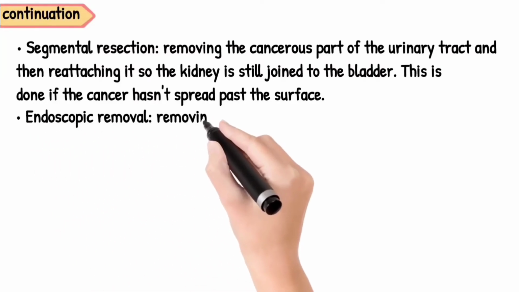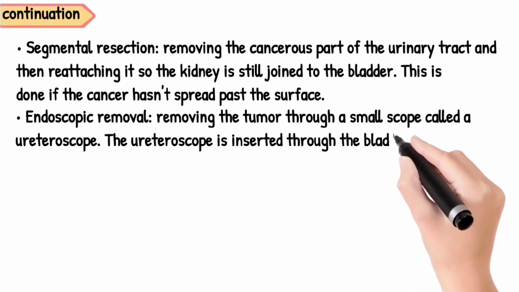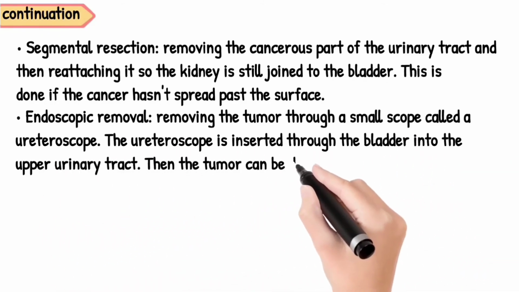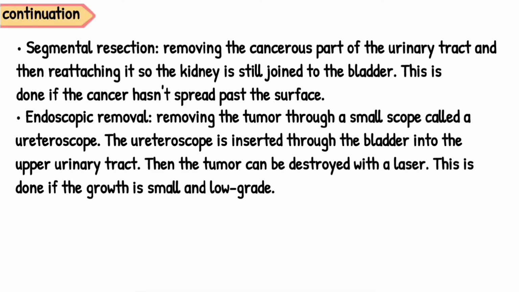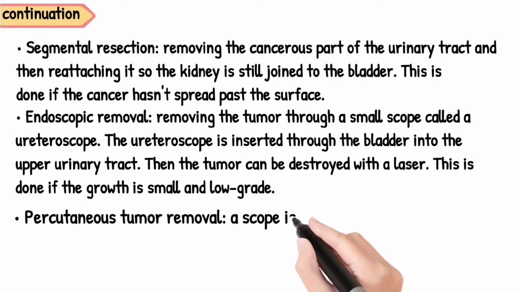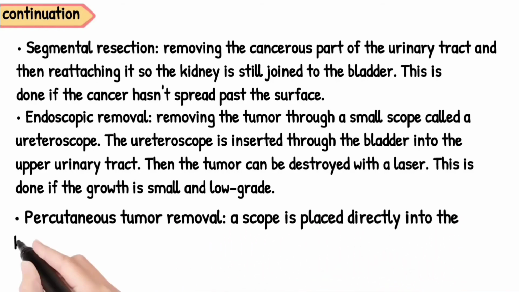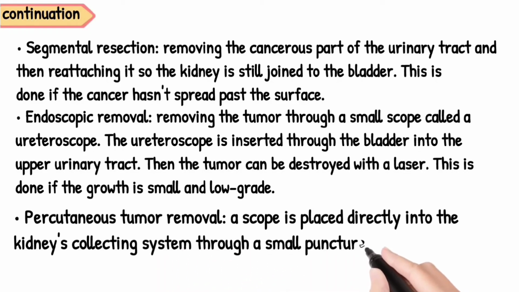Next is endoscopic removal. This is done by removing the tumor through a small scope called a ureteroscope. The ureteroscope is inserted through the bladder into the upper urinary tract. Then the tumor can be destroyed with a laser. This is done if the growth is small and low grade. For the last one, the percutaneous tumor removal, a scope is placed directly into the kidney's collecting system through a small puncture in the back.